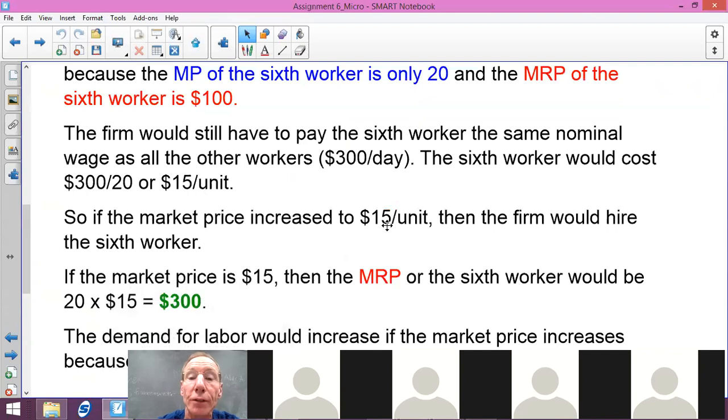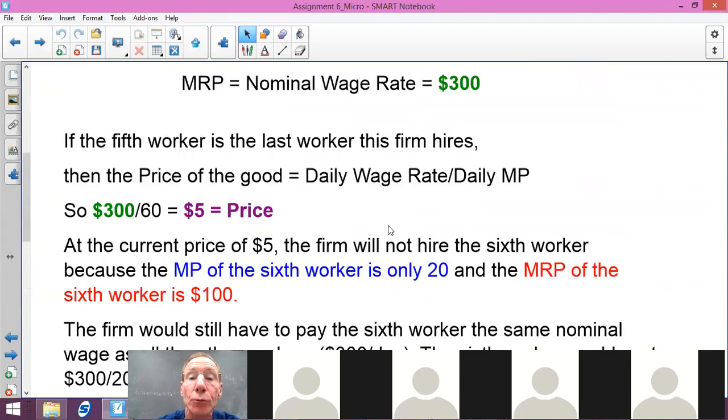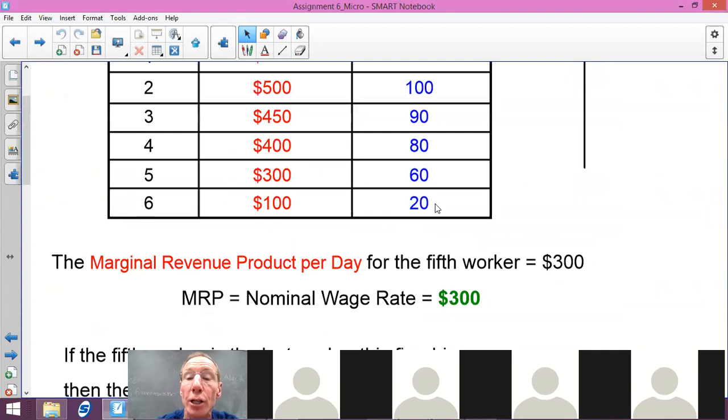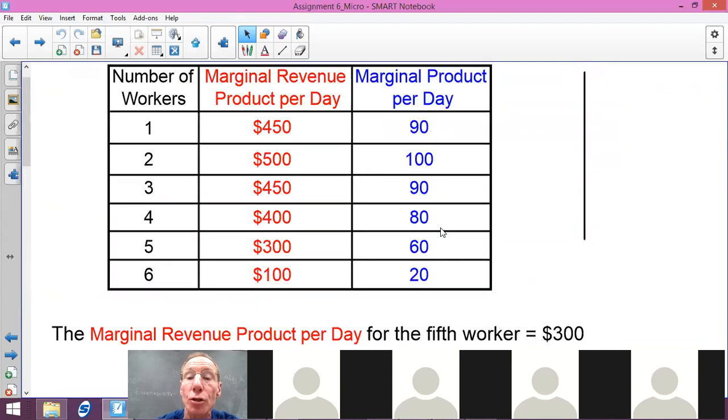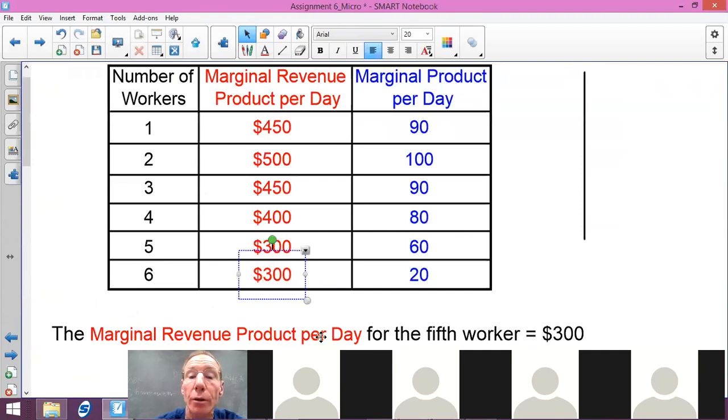Now, if it goes up to $15 a unit, well, 15 times 20 is 300. So if whatever they're selling were selling at a higher price of $15 a unit, then the marginal revenue product would be 15 times 20. So this would go up to 300, which means now they could actually hire the sixth worker. So that shows you with the numbers what would happen.